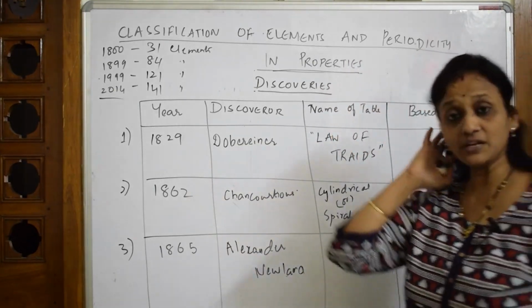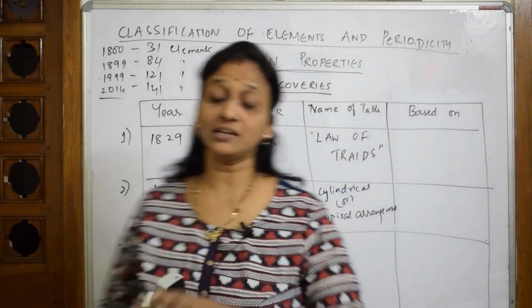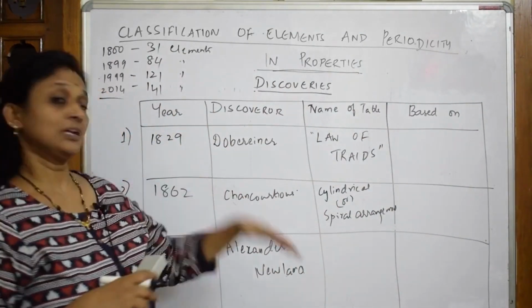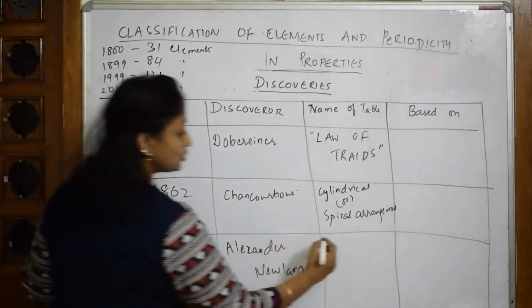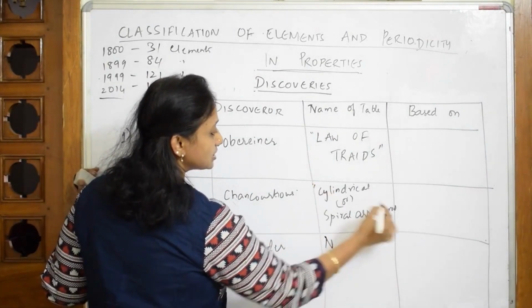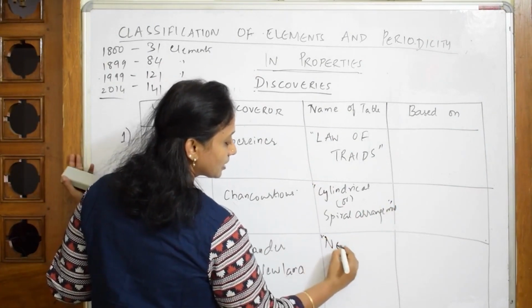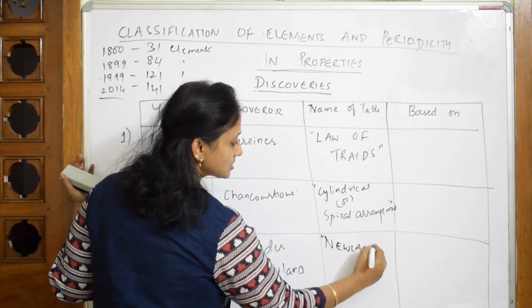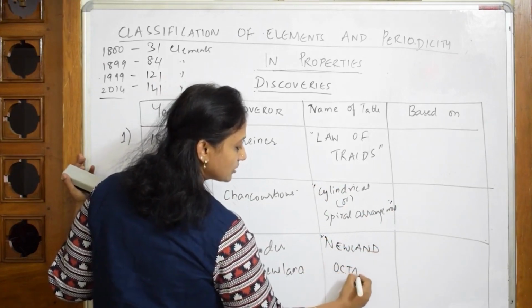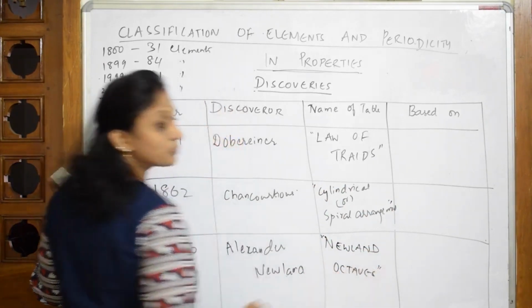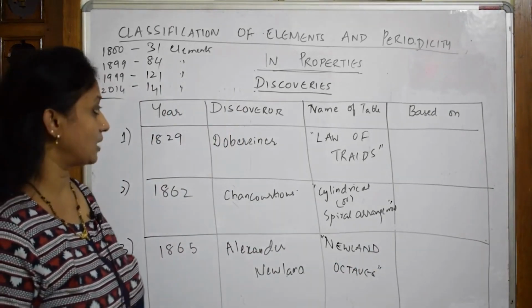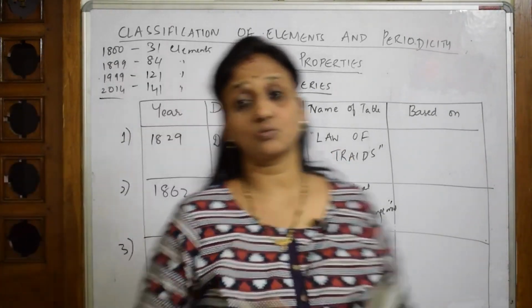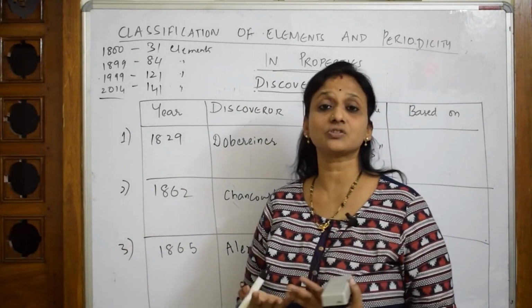Then 1865, Alexander Newlands gave us a table. The name of the table is called Newlands octaves. So this is the cylindrical arrangement, and this is called, capital letters I'm writing, Newlands octaves. Octaves means the first and the eighth element properties will be similar. Octa means eight. Now here, what was it based on? What is the main criterion on which his concept was based?